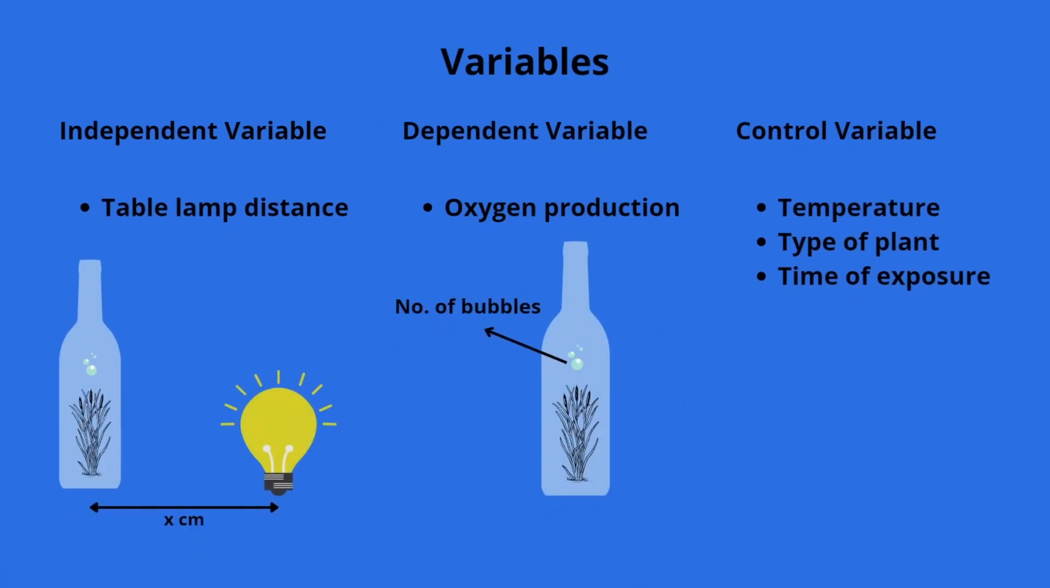The variables in this experiment are the lamp distance as the independent variable, oxygen production or number of bubbles as the dependent variable, and temperature, type of plant, and time of exposure as the control variables. Here, temperature is controlled through the use of an air conditioner at 27 degrees Celsius. The type of plant used is Elodea, and the time of exposure between each distance is 1.5 minutes.